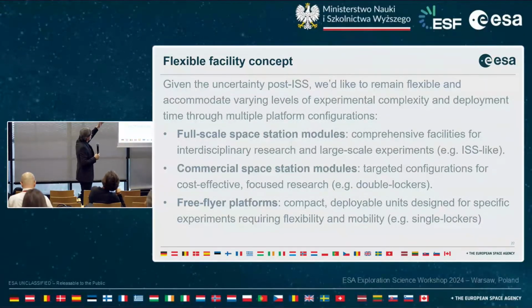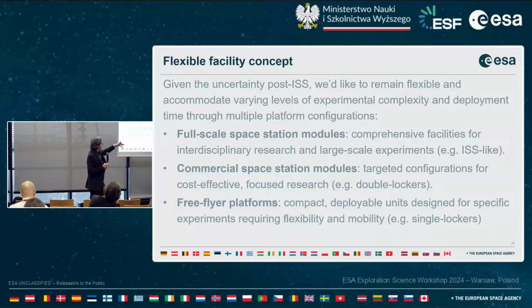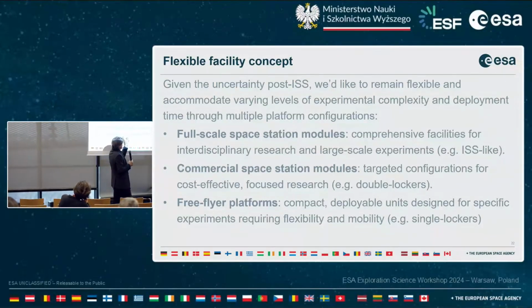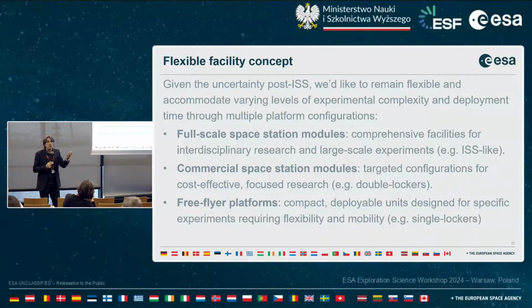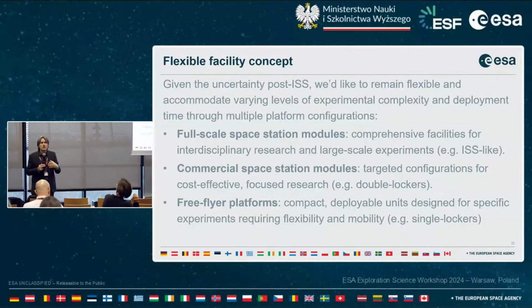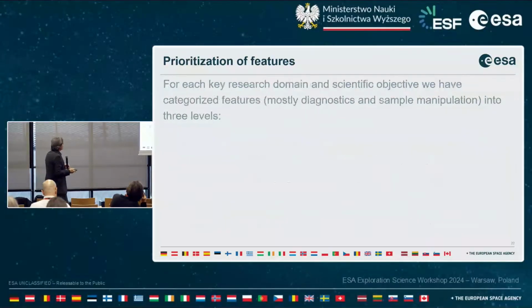And this, in our view, would be to ensure that the modularity is also scalable, flexible and scalable, in such a way that we can start from the simple design, which is the one of a free flyer platform, like a single locker. This is the basic unit of our modularity. And then if we want something more complex, we go to a double locker that may also be hosted in a commercial space station module in the future, who knows. And then if we really want to do a step forward, we think of something more similar to what we do today, so a sort of post-ISS facility.